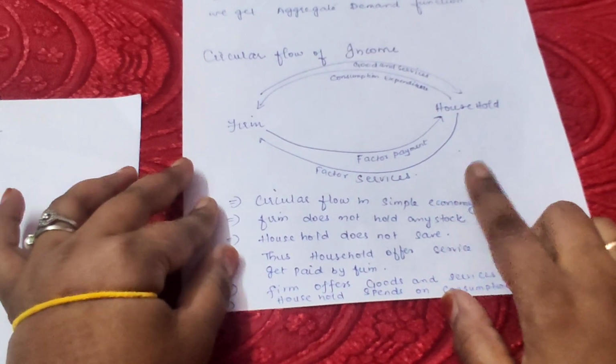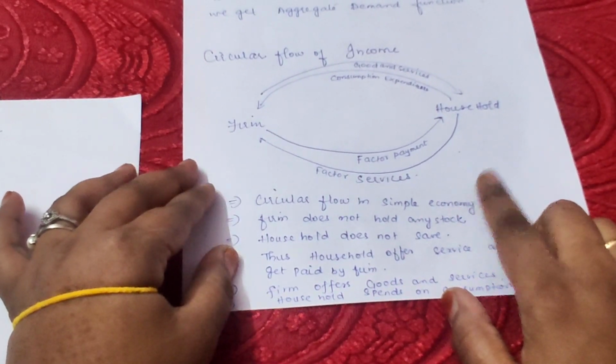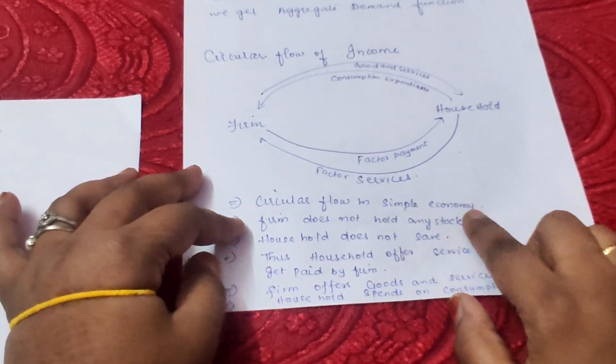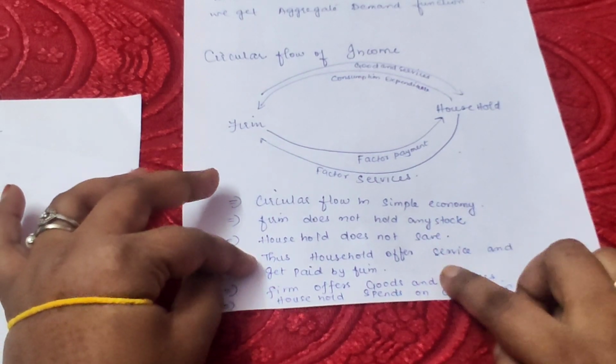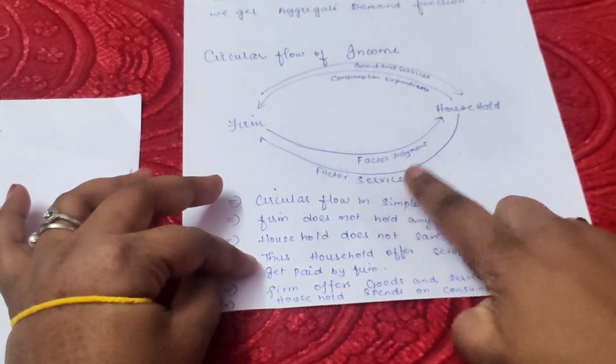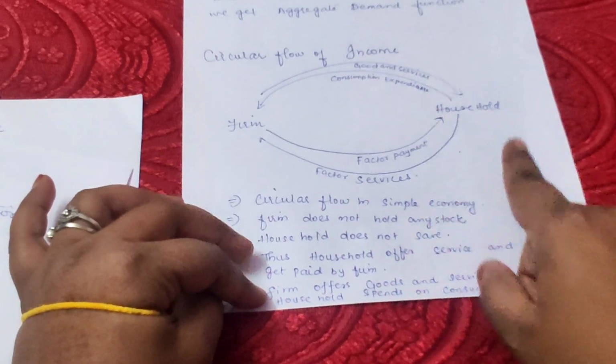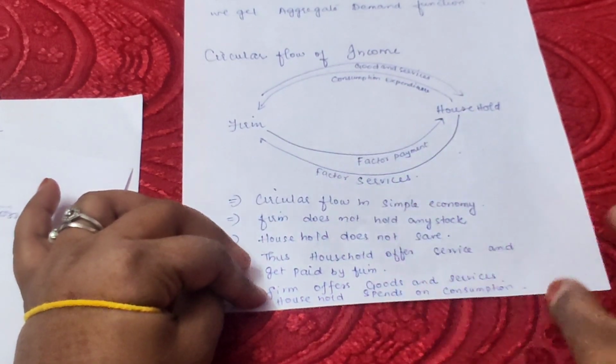Circular flow: the income is always in the circular flow in simple economy. Firm does not hold any stock. Household does not save. Household offers service, for which they get paid from the firm. Firm offers goods and services, for which the household spends on goods and services.